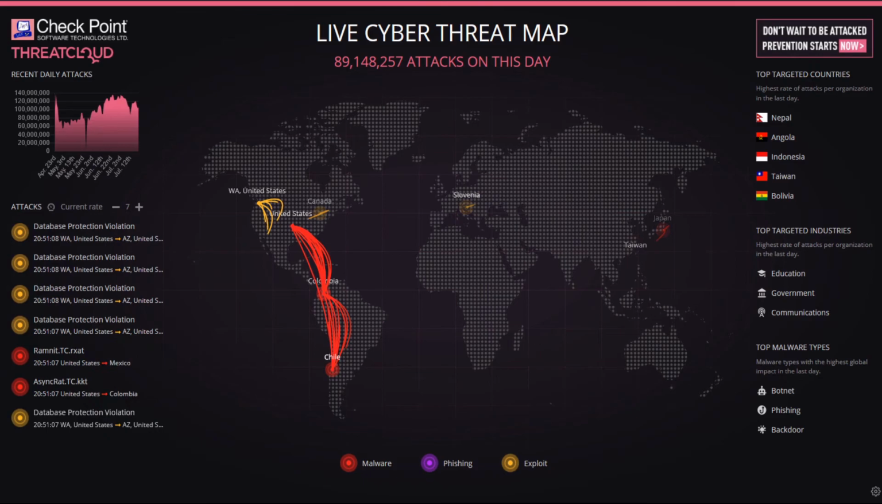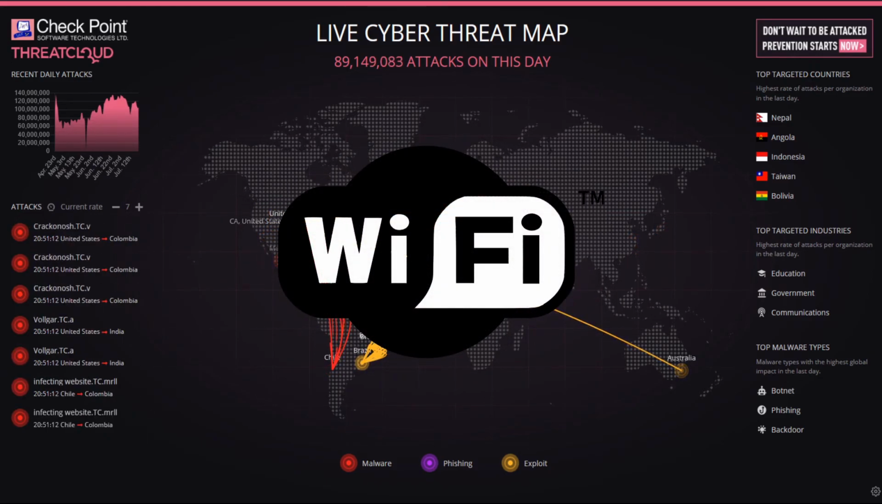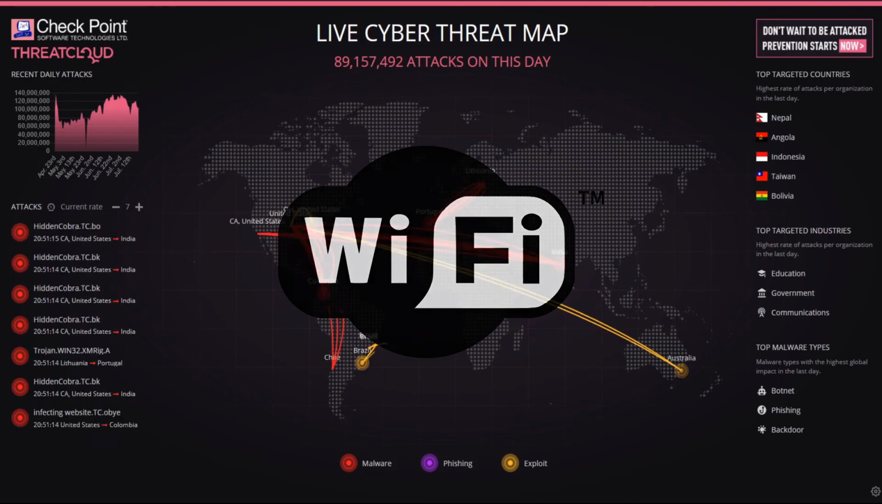So here's the answer to the question. What does Wi-Fi stand for? It stands for Wireless Fidelity, which is a generic term for the communication standard for wireless networks.